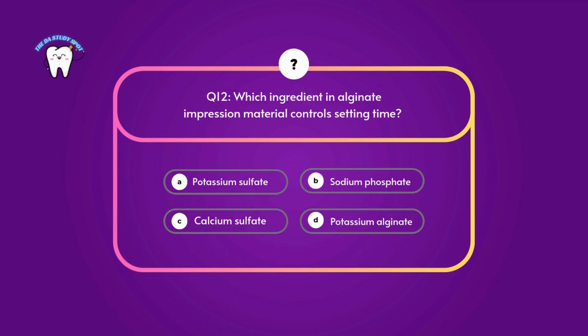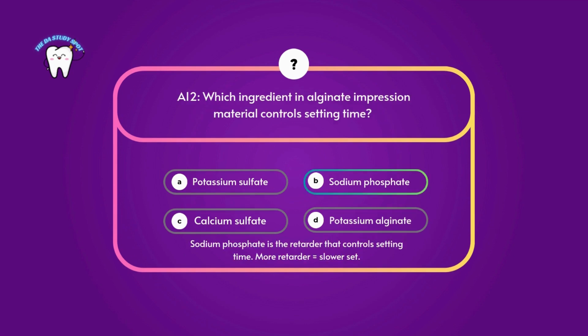The answer is B. Sodium phosphate. Sodium phosphate is the retarder that controls setting time. More retarder equals slower set.